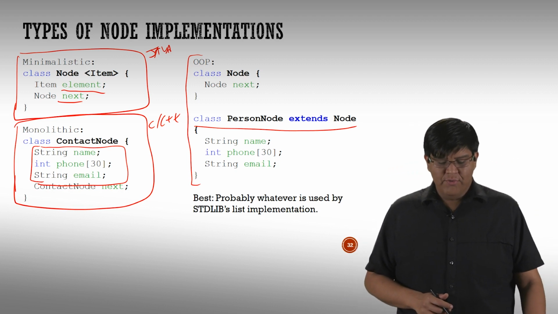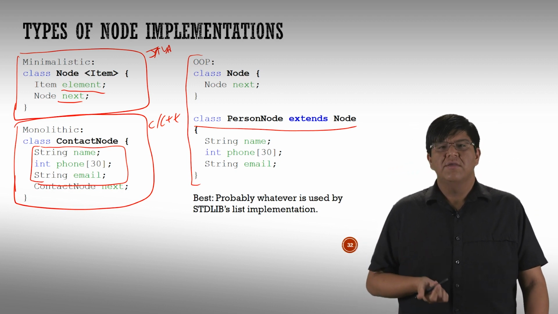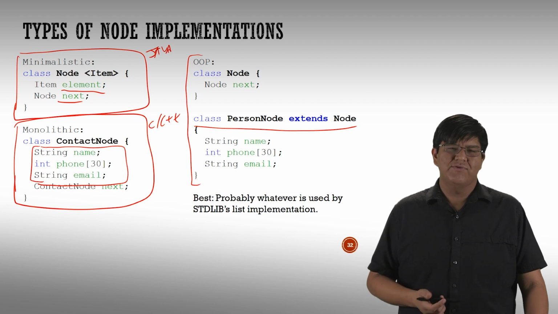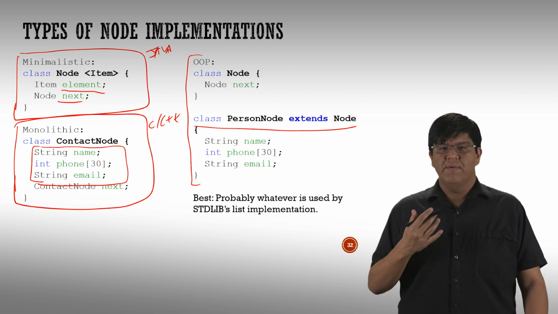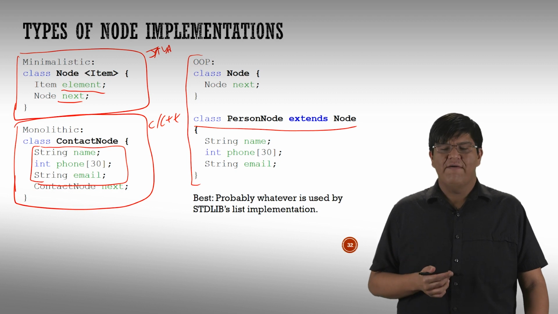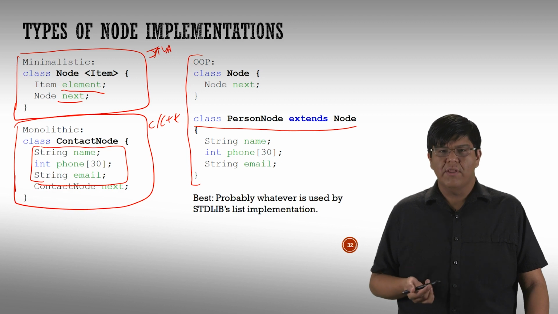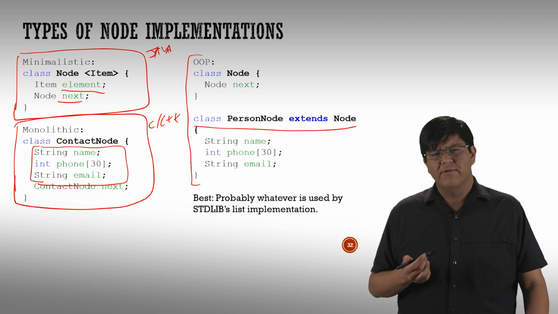As a final note, you won't always really have a choice when you do this. Usually what the best thing to use is whatever your standard library uses. So when you go to implement stuff in the field, you're probably going to already have some library out there that implements linked lists for you. They're going to already have a node class.